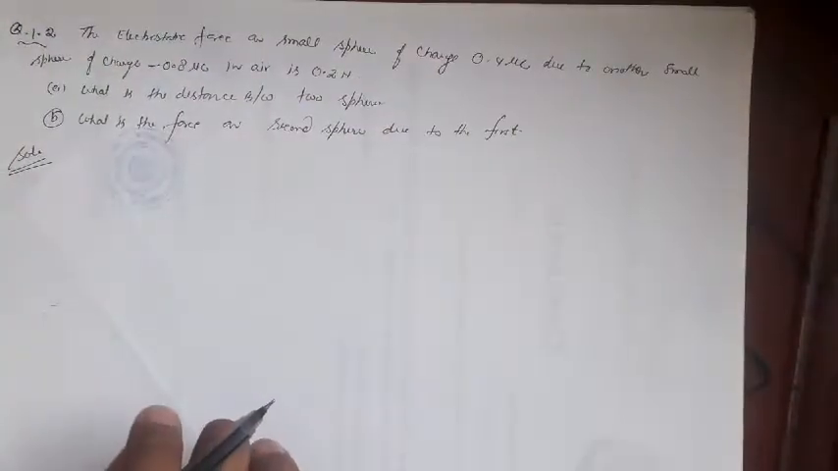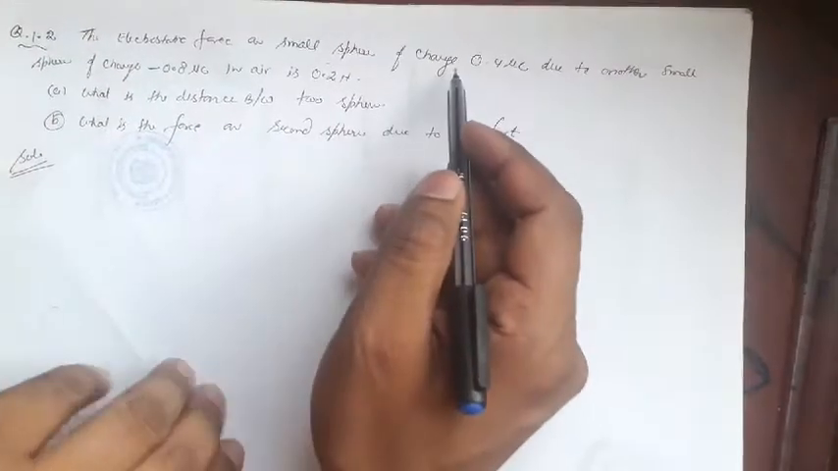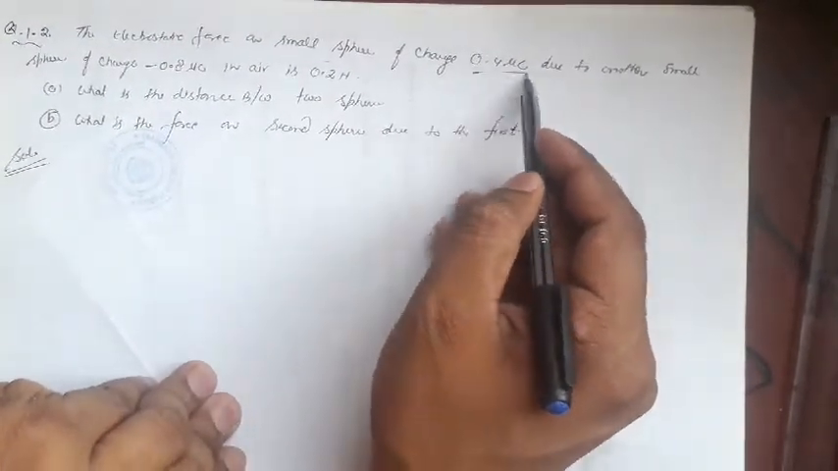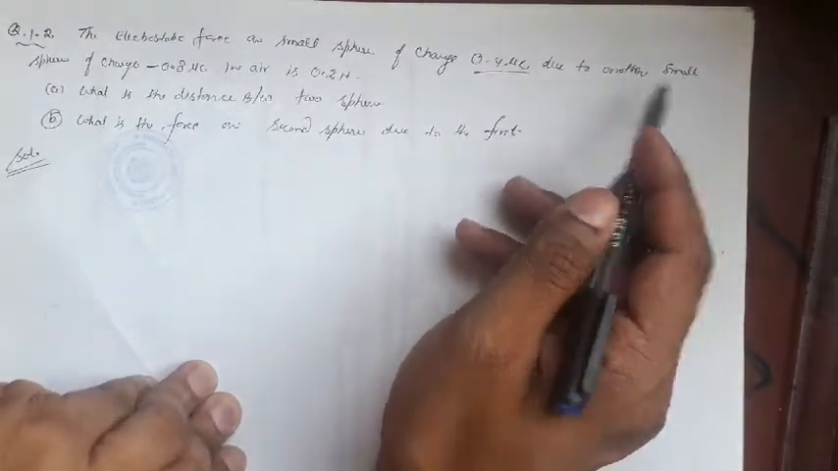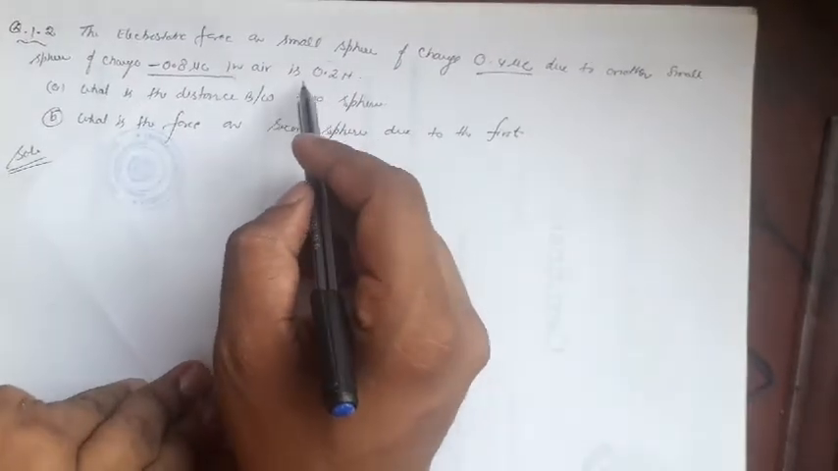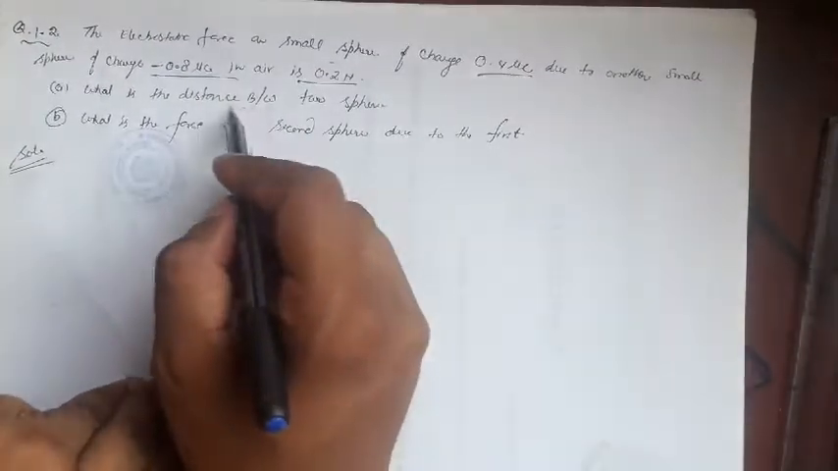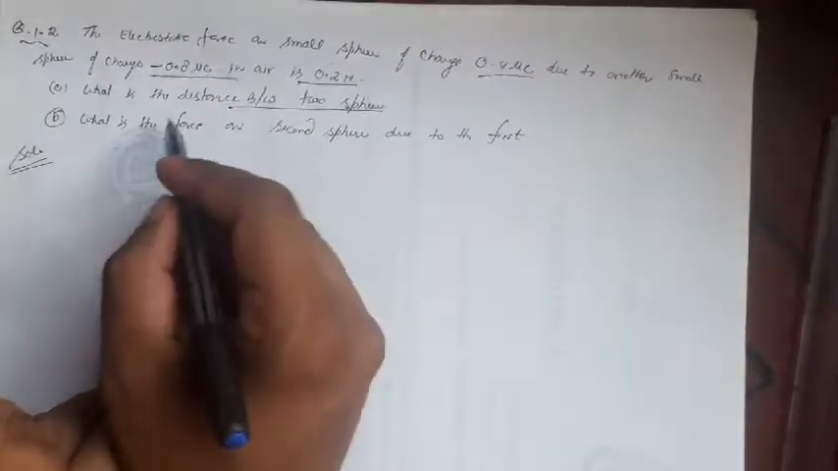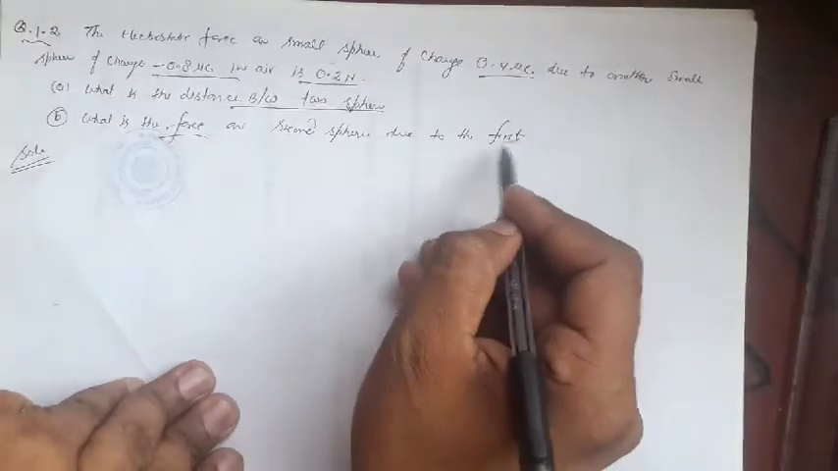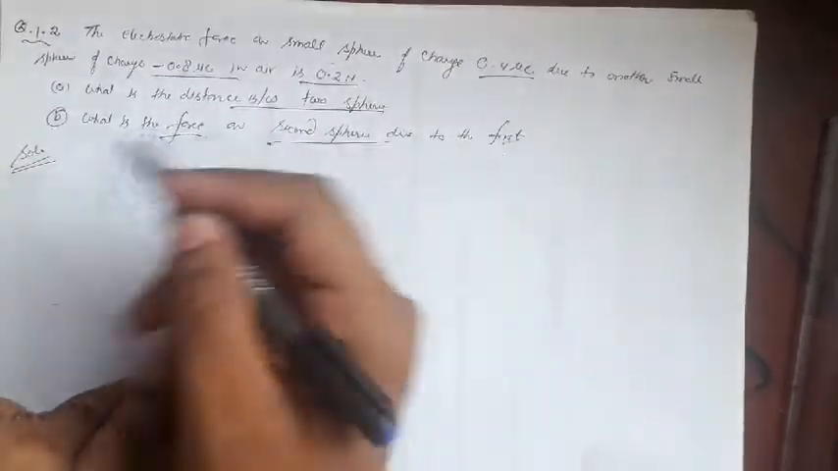Now the next question. The electric force of a small sphere of charge 0.4 microcoulomb due to another small sphere of charge minus 0.8 microcoulomb in air is 0.2 Newton. What is the distance between the two spheres? We have to find the first part, then the second part. What is the net force on the second sphere with respect to the first?